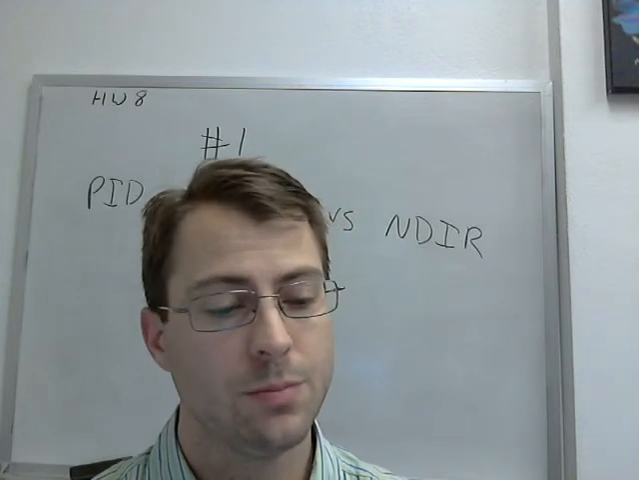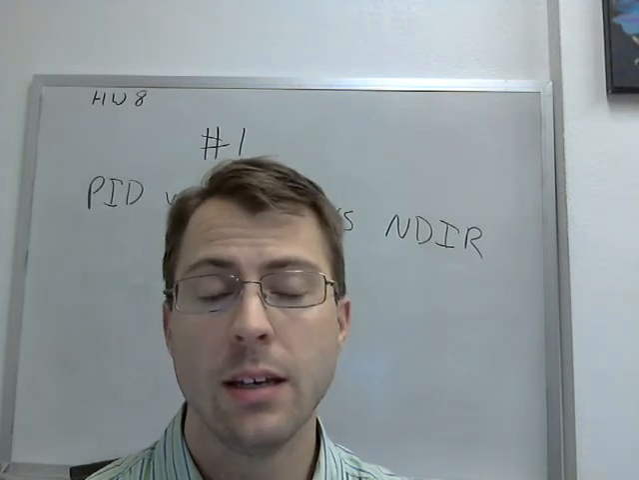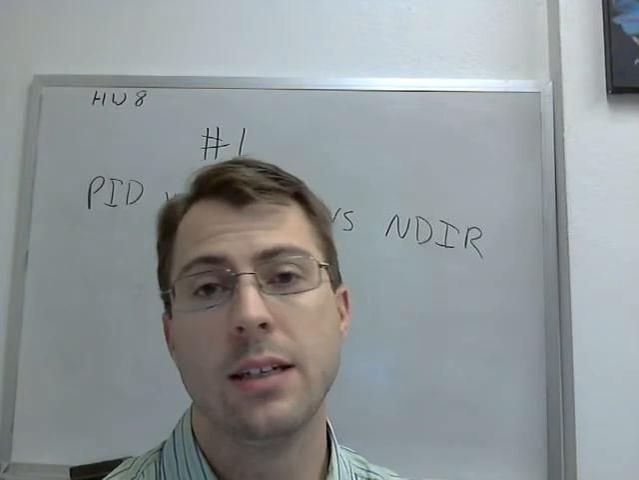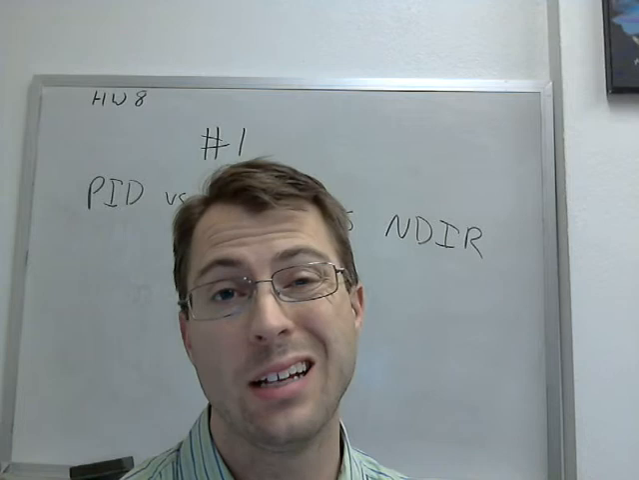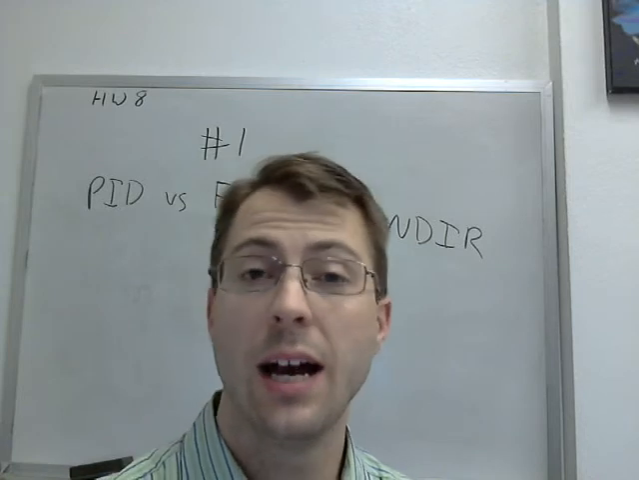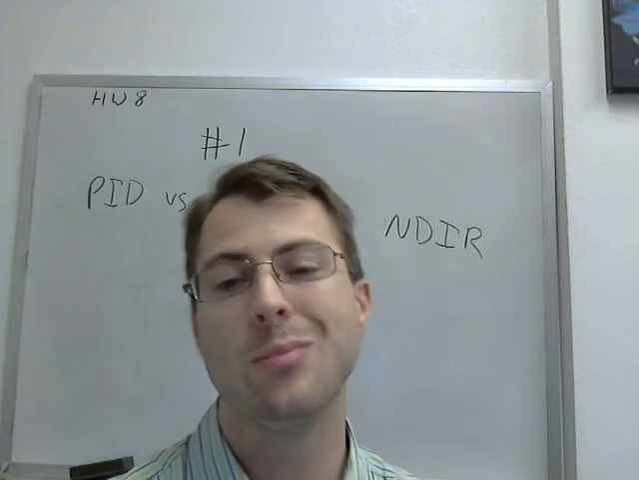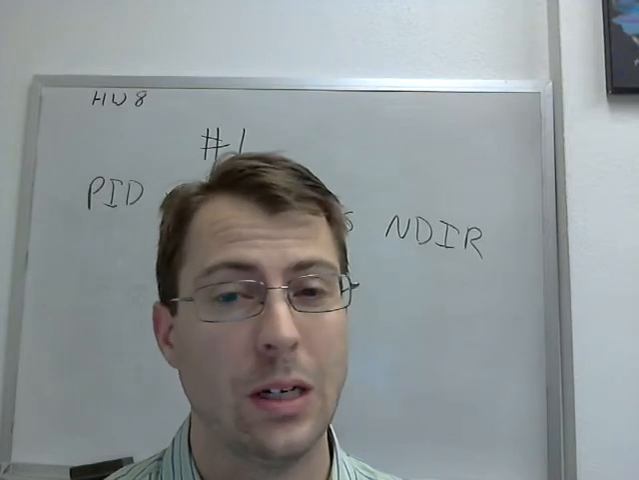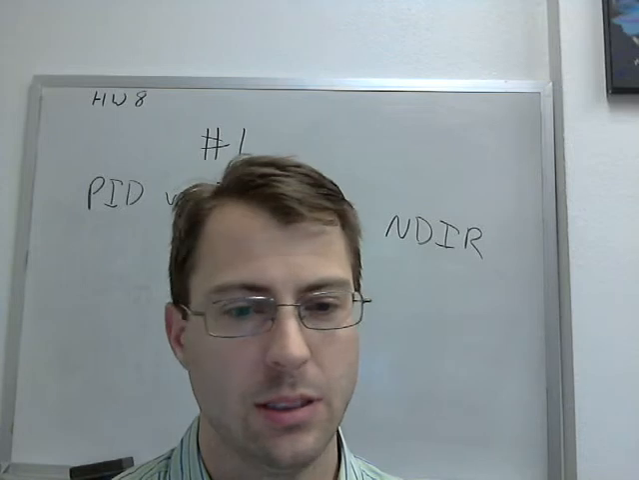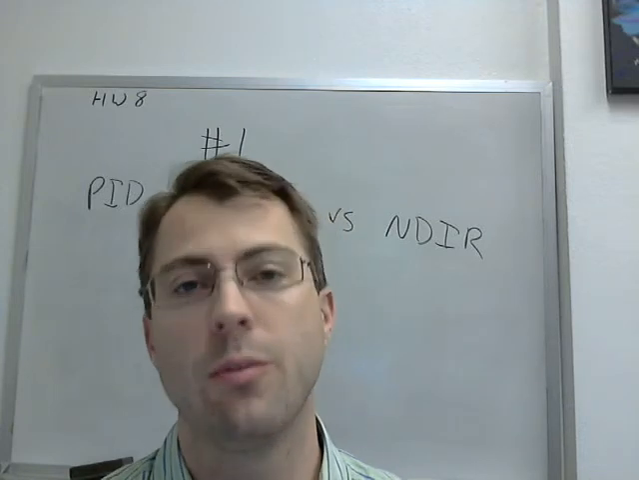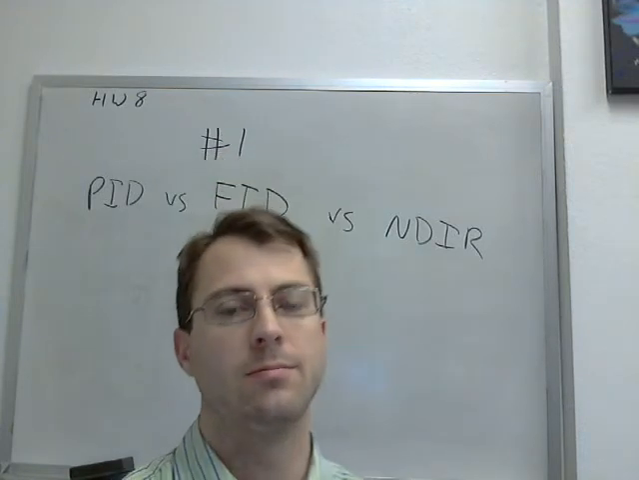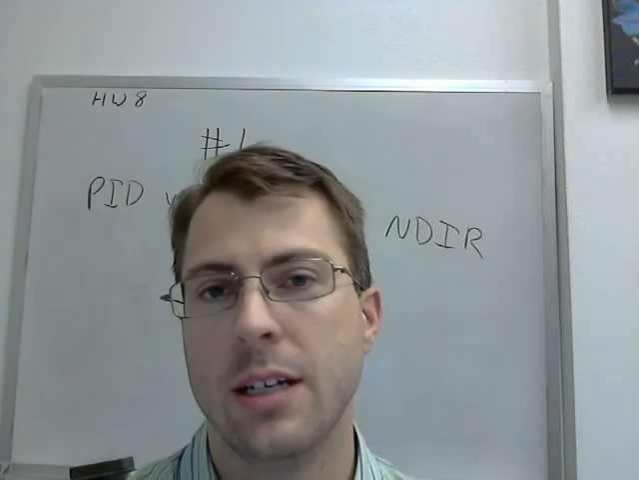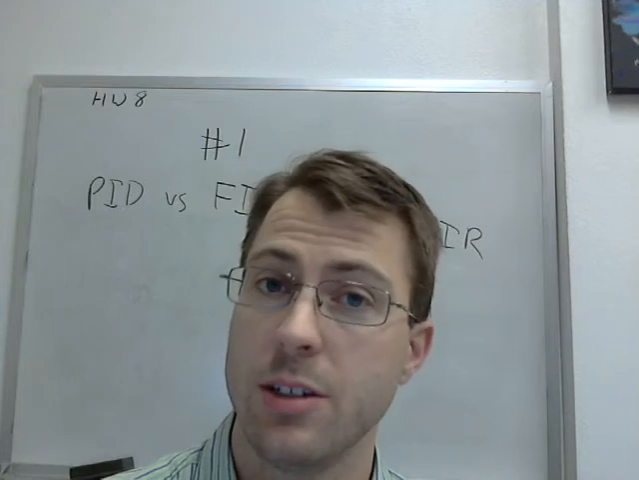You could also use the PID. No, you couldn't use the PID because the PID generally has an ionization potential of 10.6. High energy is maybe 11.2, but the ionization potential of methane is like 13.4. I've got it written down somewhere here. Sorry, it's 12.6. So you will not ionize methane with a PID, so you'll never see it. And that's one of the disadvantages to a PID.